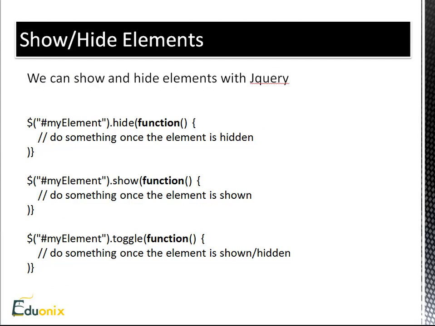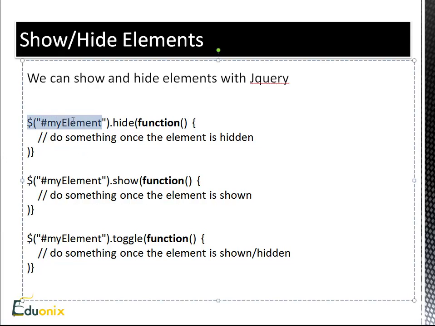Show and hide elements is another great use of jQuery. We can use the hide and show action. So here we're grabbing something with the ID of my element and we're going to hide it, and once it's hidden it's going to do whatever we put here. Okay. Same thing here, we're just showing it. So do something once the element is shown. Here we're using toggle, which basically changes from hide to show as you click. So that's what toggle does.